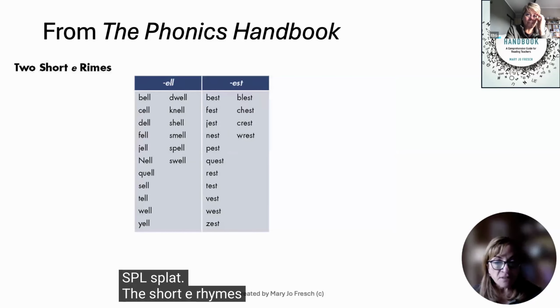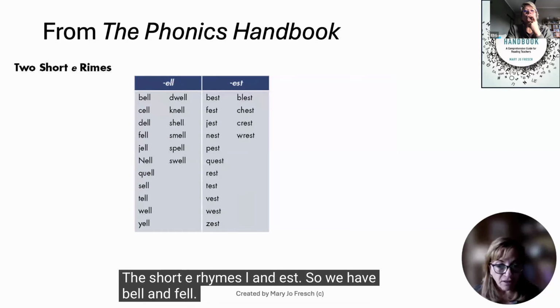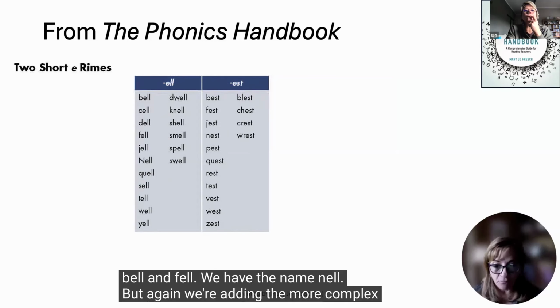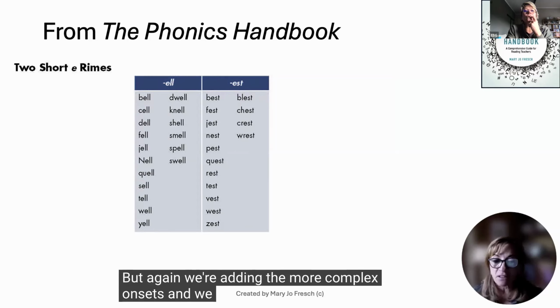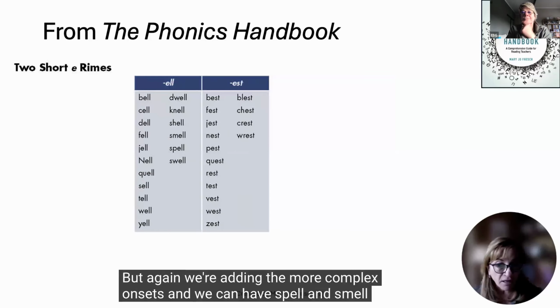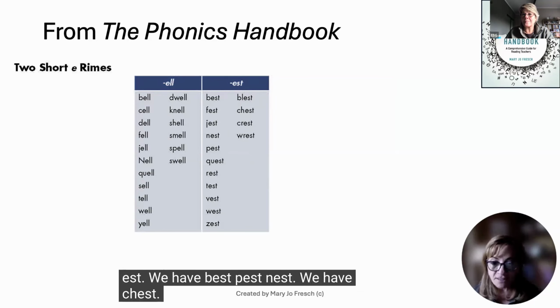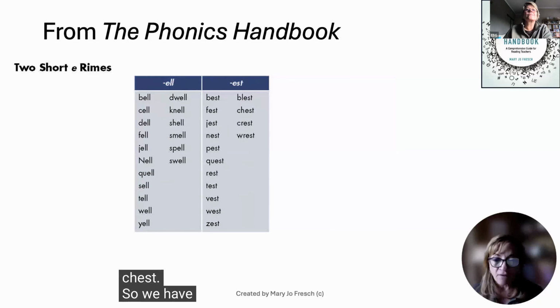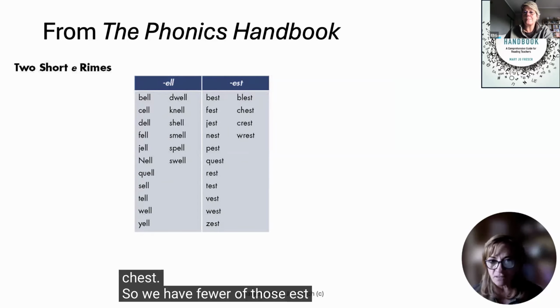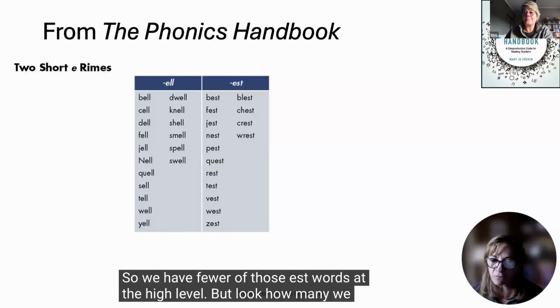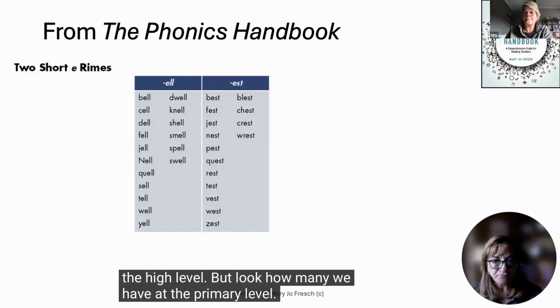The short E rhymes are ell and est. So we have bell and fell. We have the name Nell. But again, we're adding the more complex onsets, and we can have spell and smell. Est, we have best, pest, nest. We have chest. So we have fewer of those EST words at the high level, but look how many we have at the primary level.